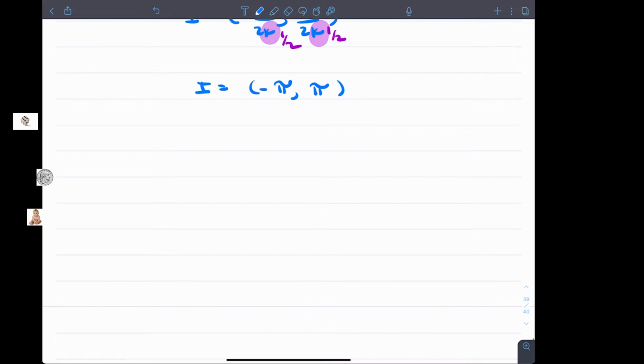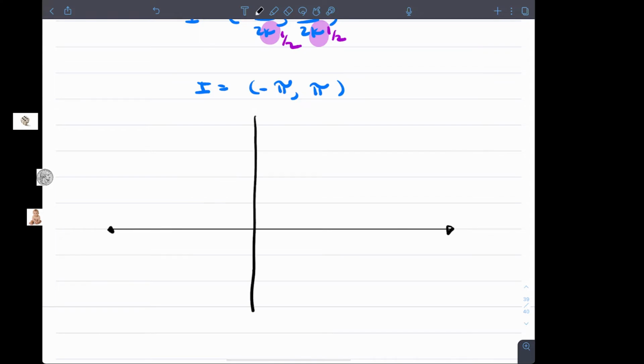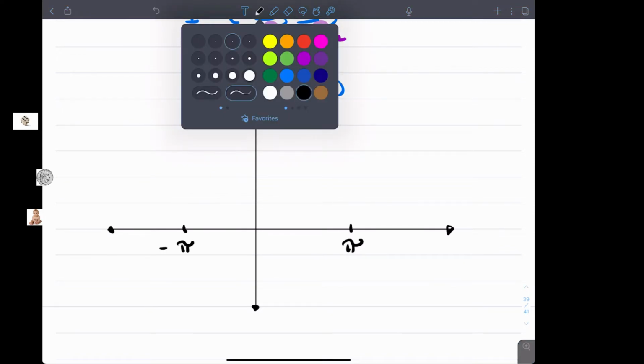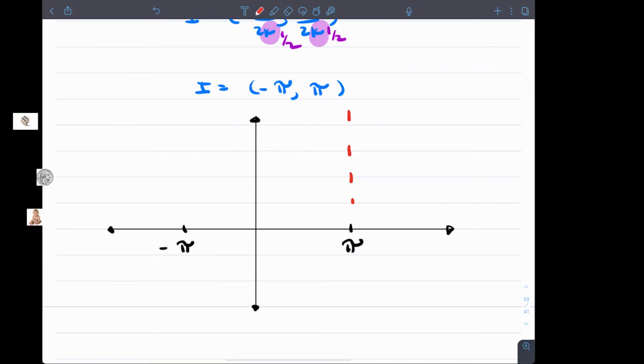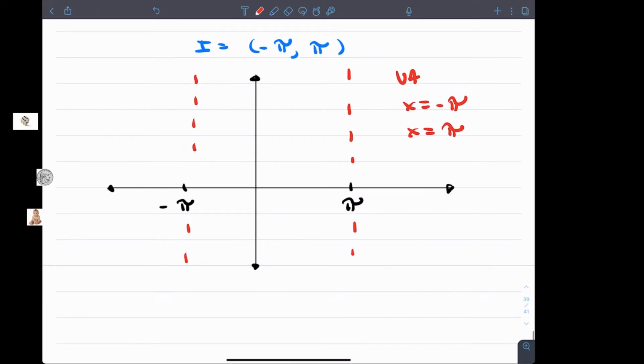Now that's a good thing. Why is that a good thing? Remember, your tangent curve is going to be around that interval of one cycle. Not to scale, pi and minus pi. What happens over here? These are vertical asymptotes. So to summarize, vertical asymptotes happen when x is minus pi and x is pi. Those are called the equations of your vertical asymptotes.